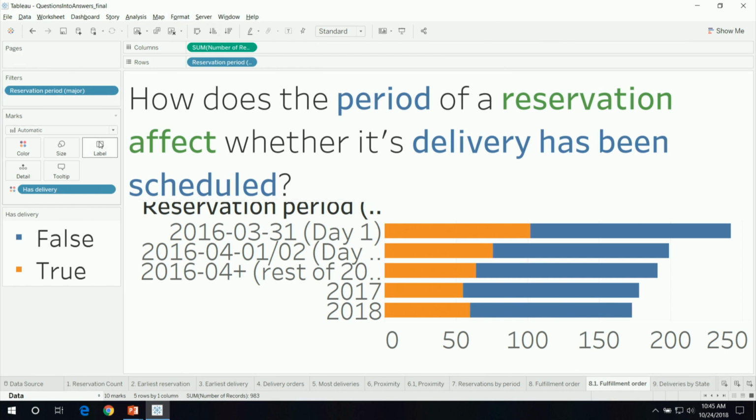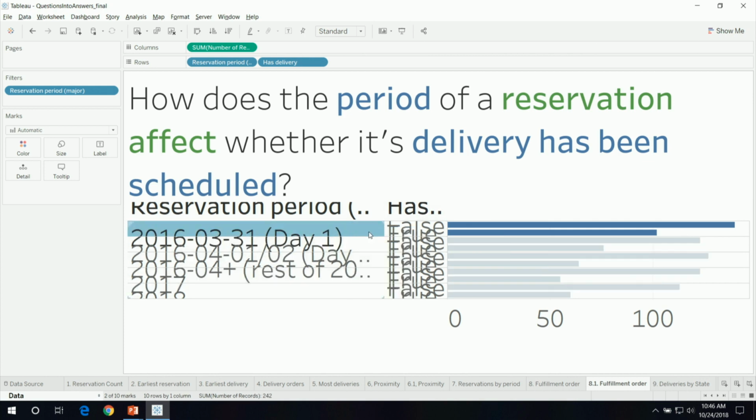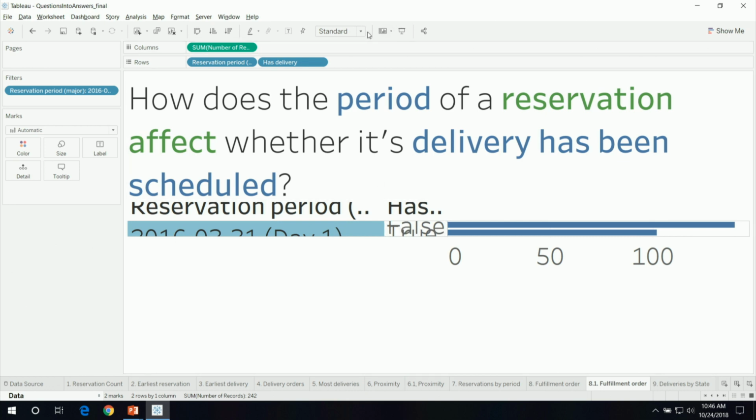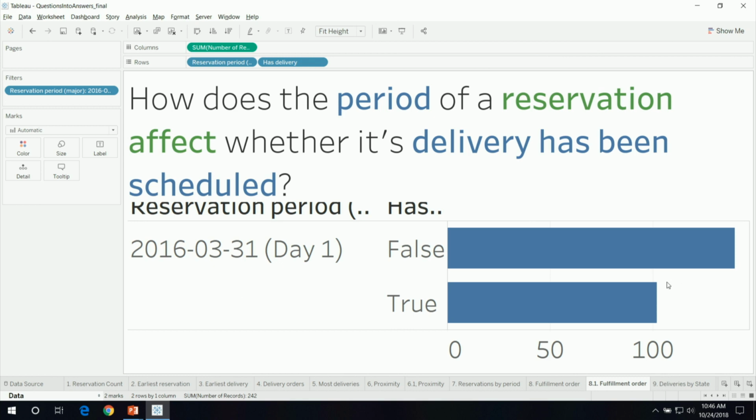If we look at the fields that I put on the viz, I've got reservation period because I'm asking about periods. I have the reservation count because that's what I'm looking at. And then I've got a question about whether its delivery has been scheduled, so I have that Boolean, whether or not it has a delivery scheduled, out here. Now, I've done this as a stacked bar chart. It's a little more compact and fits on the screen better. I could also put this as an unstacked bar chart. And if we focus in on one day so that it's not quite so small, this lets me compare that really easily, right?